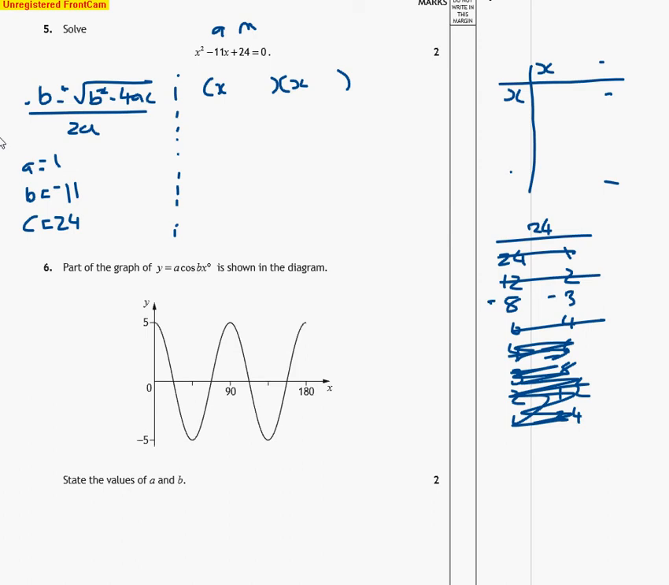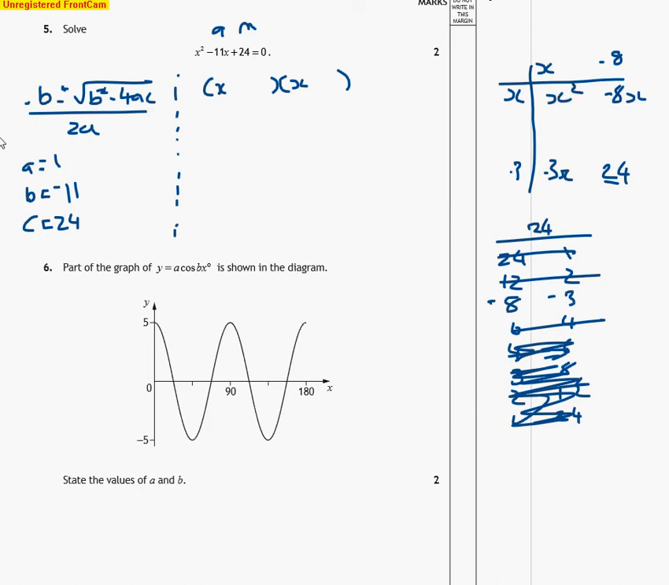And that makes sense again because they would multiply to give us a positive 24. So that would give us 24 in here. That gives us minus 3x. That gives us minus 8x. That gives us x squared. That gives us our minus 11. So I'm happy with that, okay?